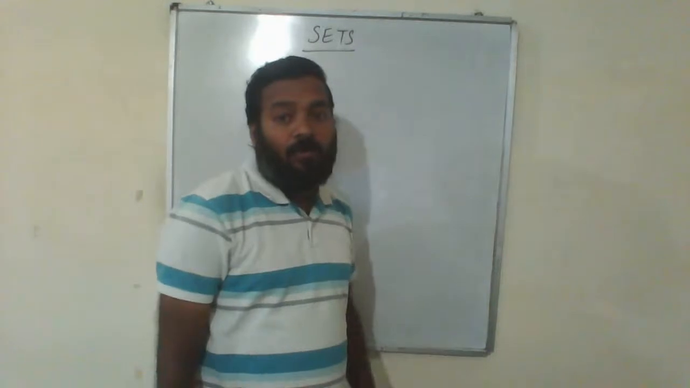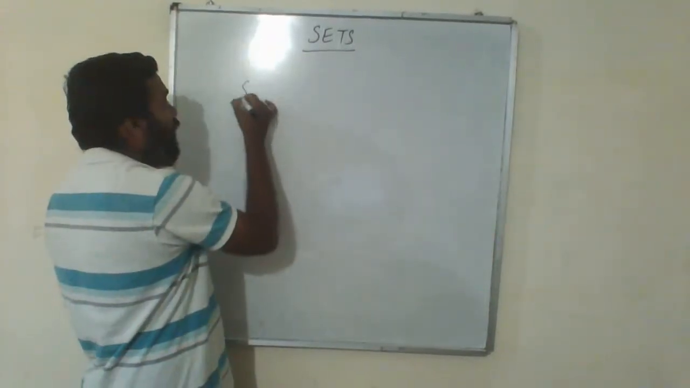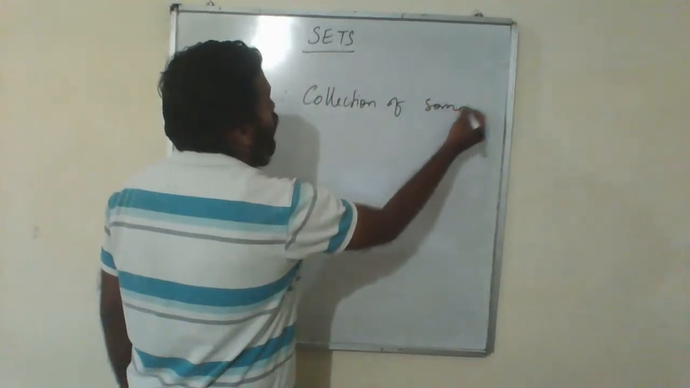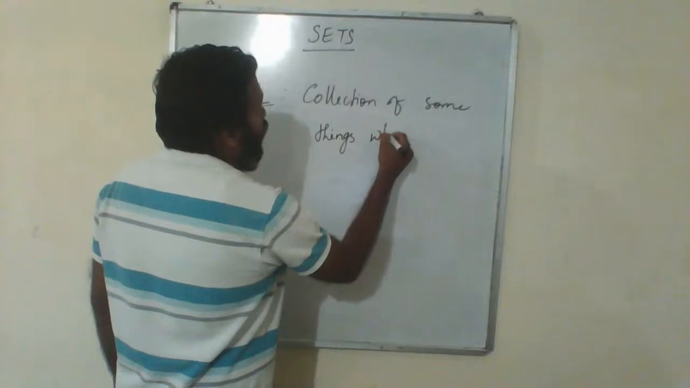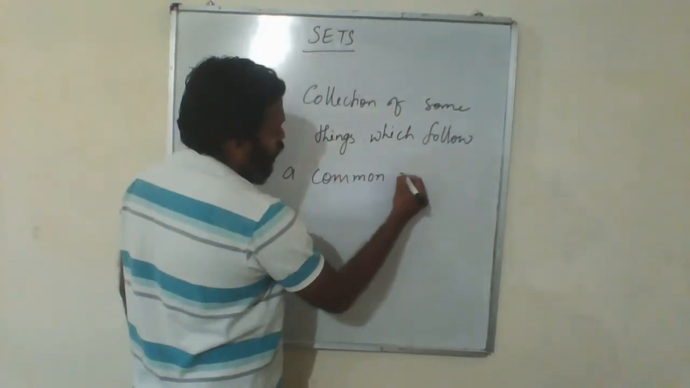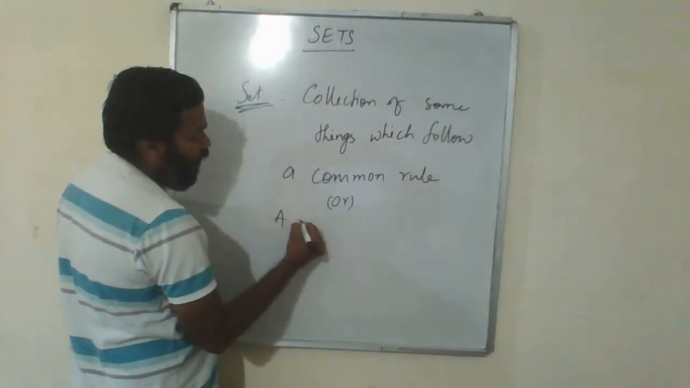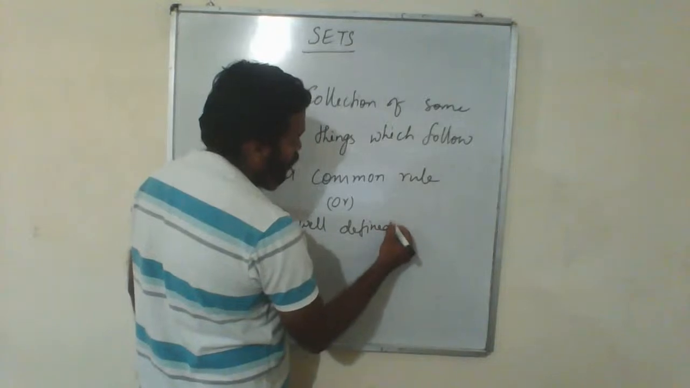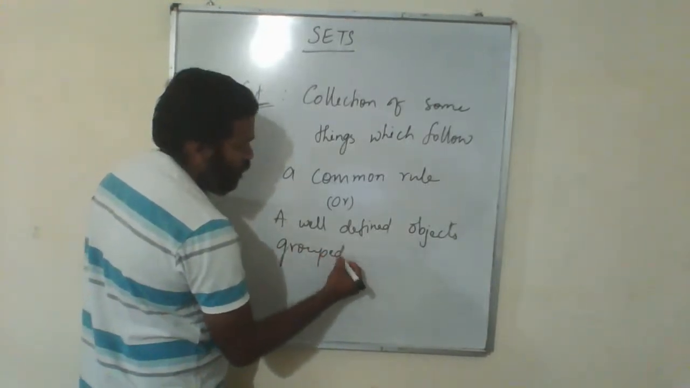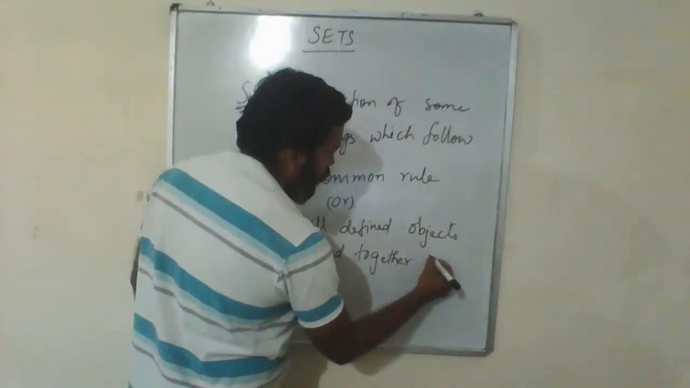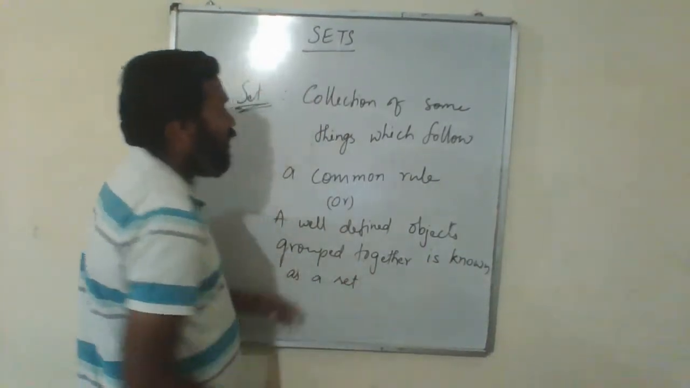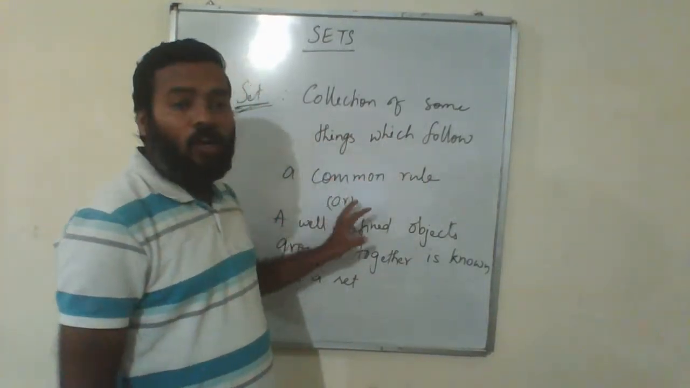What do you mean by a set? You have to see what is a set. Set is nothing but a collection of some things which follow a common rule, or well-defined objects grouped together. That group is known as a set.